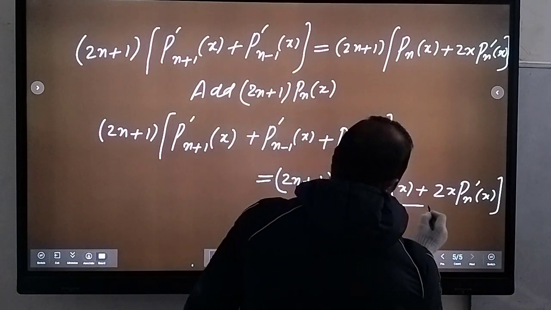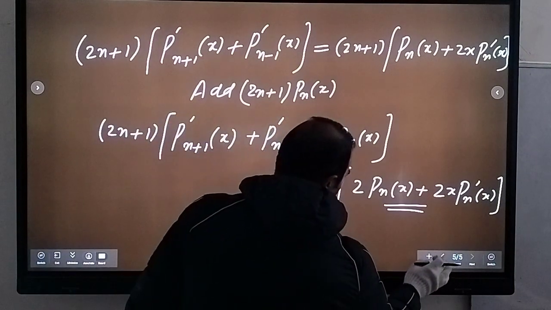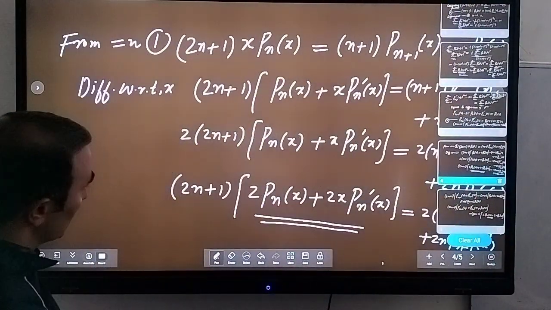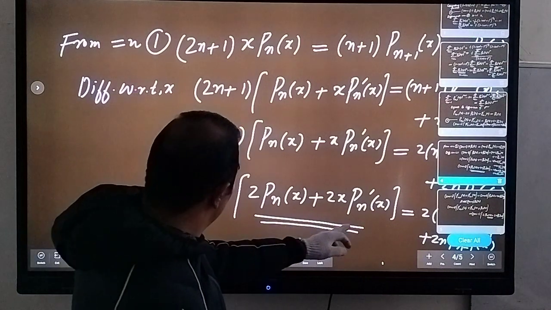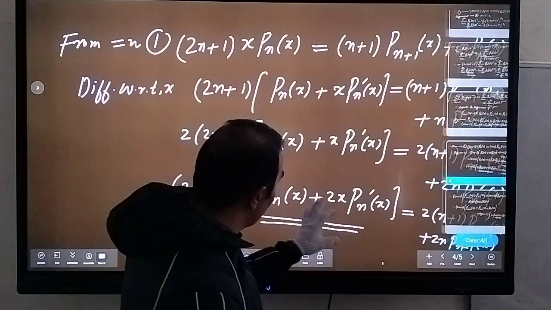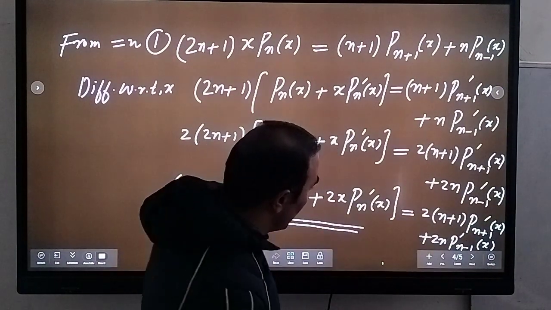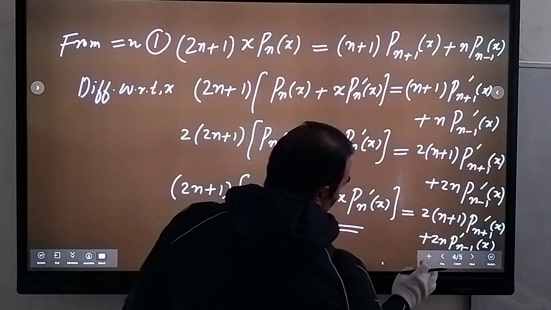Now we can use this. So instead of this, you can write that. Because we have already that this (2n plus 1) Pn of x is equal to this thing. Okay, right? So I can use it in this equation. So that means in its place I can write (2n plus 1) Pn dash of x plus 2x this thing, right?